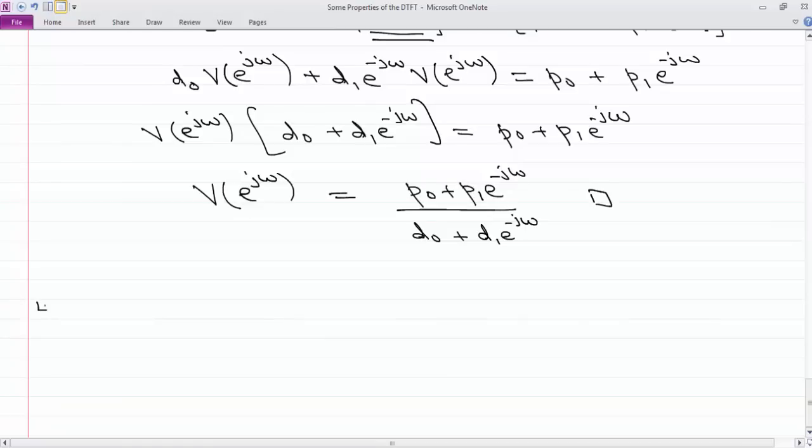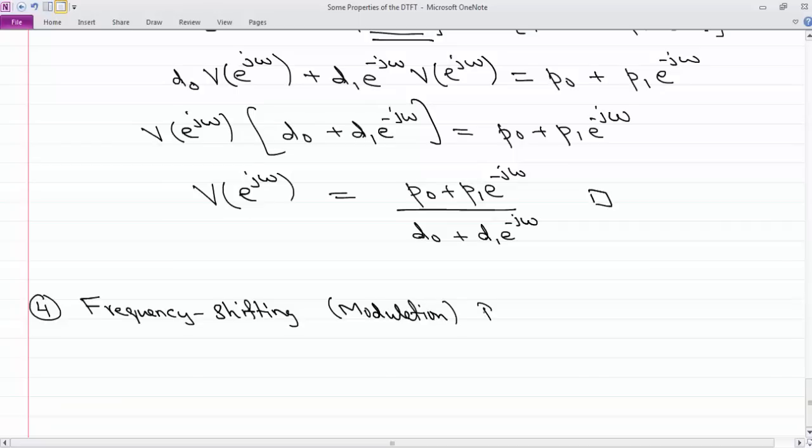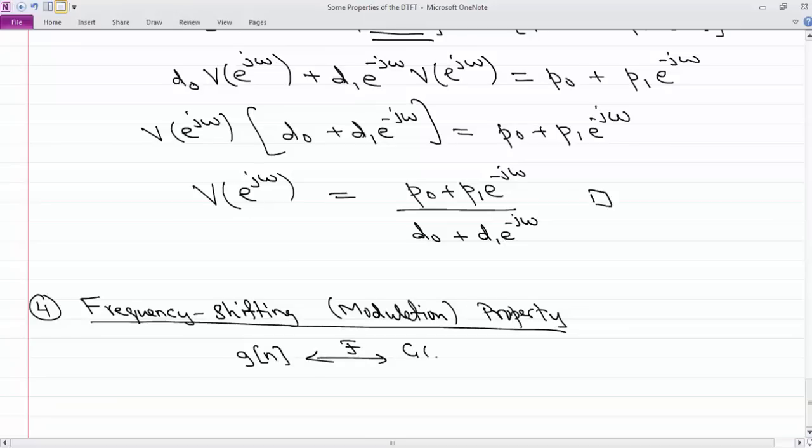Okay, the next property, which is again a property that you have already seen in the continuous time world, is called frequency shifting, or also called the modulation property. So what is that property? You are given a sequence g of n whose Fourier transform is g of e to the j omega. So let's say the sequence is what you are saying on the phone, and you have a certain Fourier transform.